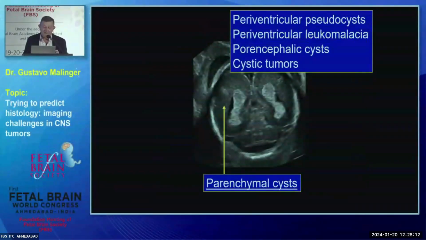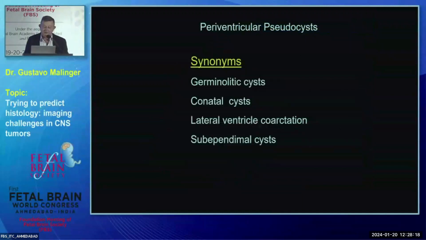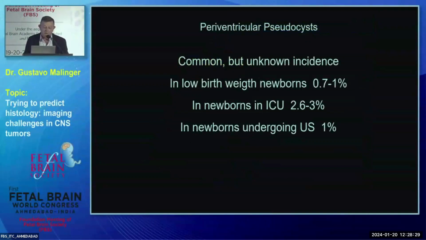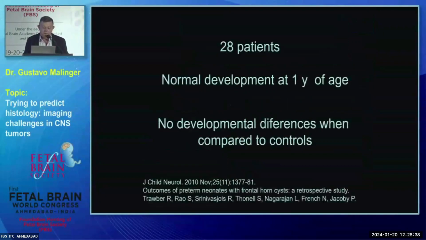Periventricular parenchymal cysts, as Ramamurthy spoke about. This is the original picture showing the place. I don't know, and there are multiple synonyms. For me, connatal, periventricular and germinolytic cysts are exactly the same. They are very common, okay? And we published years ago 9 patients. In 5 cases, they were isolated and the prognosis was good.